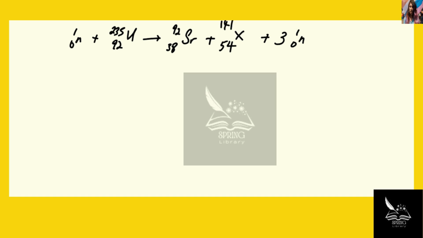And by looking up the periodic table for an element with 54 protons, we find that this is xenon. So this element must be xenon 141.